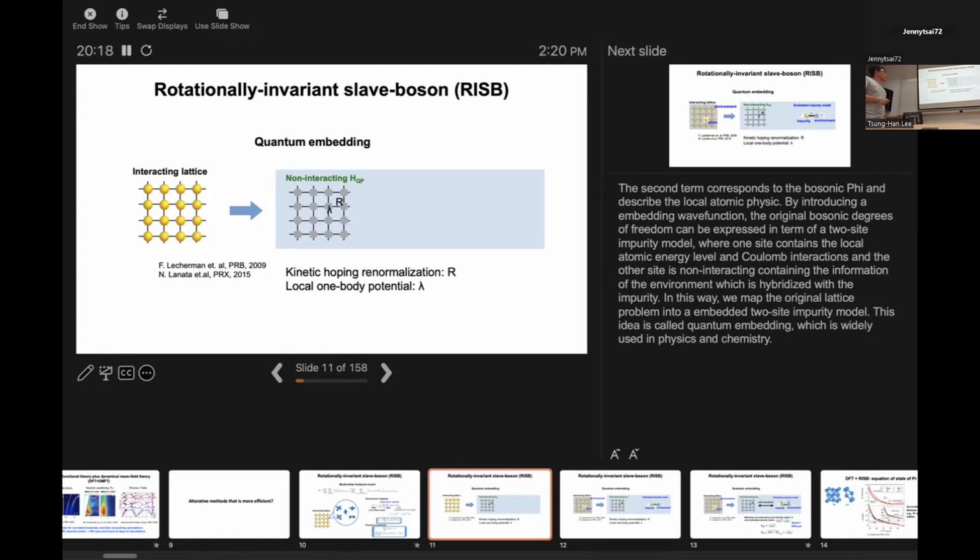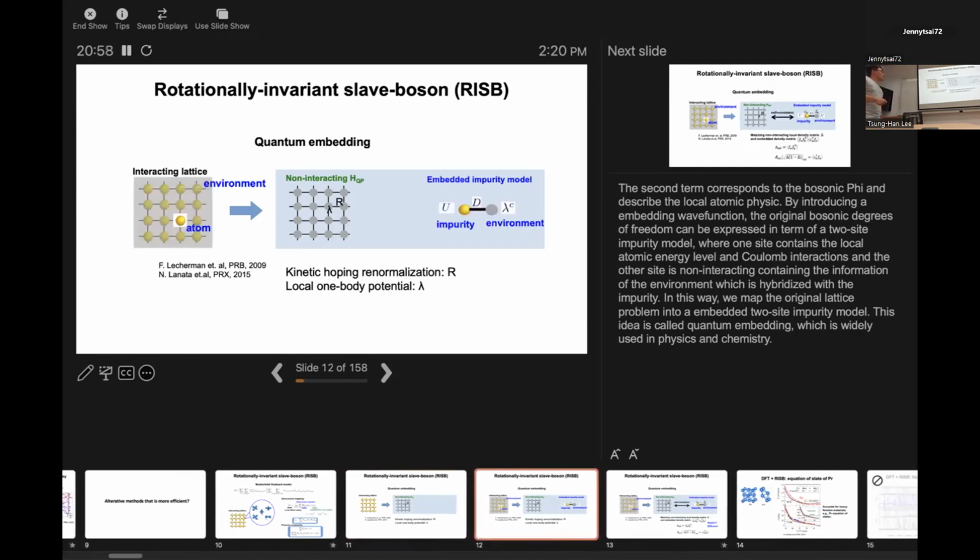In this framework, we map the interacting lattice into a non-interacting lattice, which is called the quasi-particle Hamiltonian. We have this R describing the hopping of the electron from site to site, and this hopping term is renormalized by the factor R. And we have this one-body potential lambda, which is an approximate potential of the local interaction, and this determines the quasi-particle Hamiltonian.